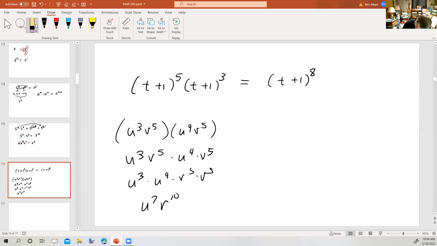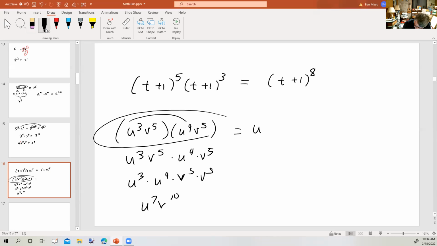It looks like an R. It's supposed to be a V. Or we could just look at this and say, oh, we've got u to the 7th, v to the 10th power. So you don't have to write all this out, but if it helps you to get the correct answer, I recommend you do so.